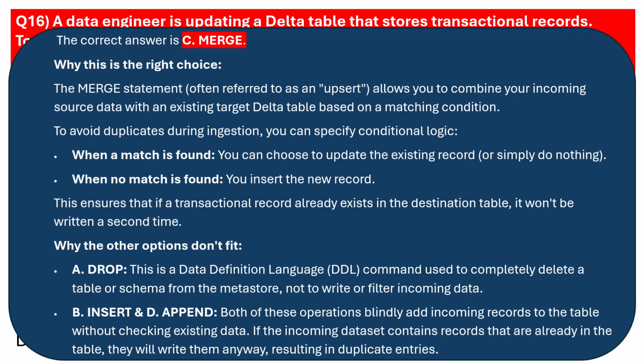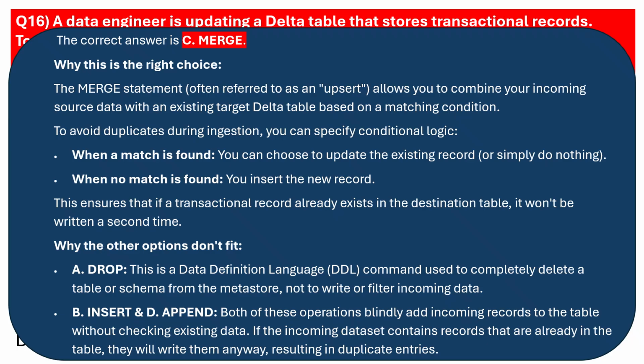Merge. Why this is the right choice? The merge statement, often referred to as an upsert, allows you to combine your incoming source data with an existing target Delta table based on a matching condition. To avoid duplicates during ingestion, you can specify conditional logic. When a match is found, you can choose to update the existing record or simply do nothing. When no match is found, you insert the new record. This ensures that if a transactional record already exists in the destination table, it won't be written a second time.